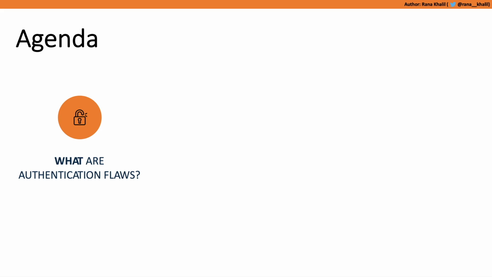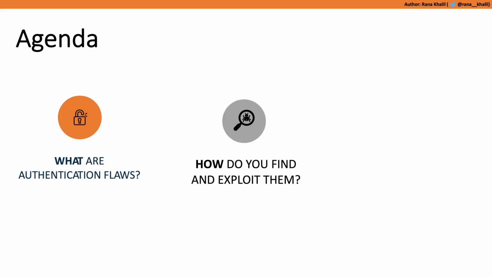So, what is an authentication vulnerability or an authentication flaw? What are the different types of authentication vulnerabilities? How common are they? And so on. Next, we'll cover how to find and exploit authentication vulnerabilities. So, if you're given an application, how would you go about testing the application to see if it's vulnerable? Then we'll end the presentation by covering the different techniques that you can use to prevent or mitigate authentication vulnerabilities.